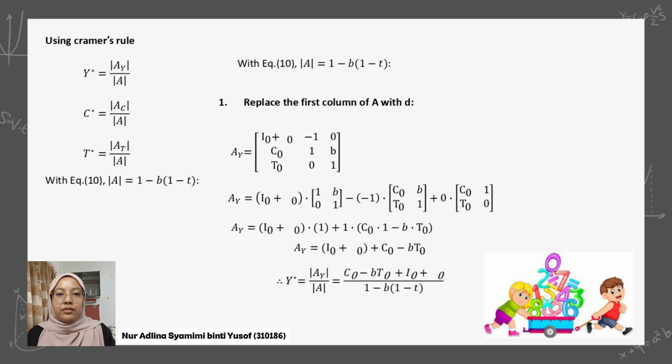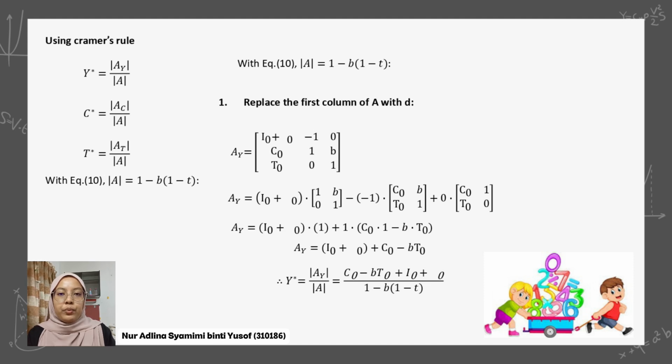So basically, Cramer's rule is a technique in linear algebra that allows us to solve a system of simultaneous equations by using determinants. In our case, we are solving for three endogenous variables, which are the aggregate income Y, consumption C, and tax T.